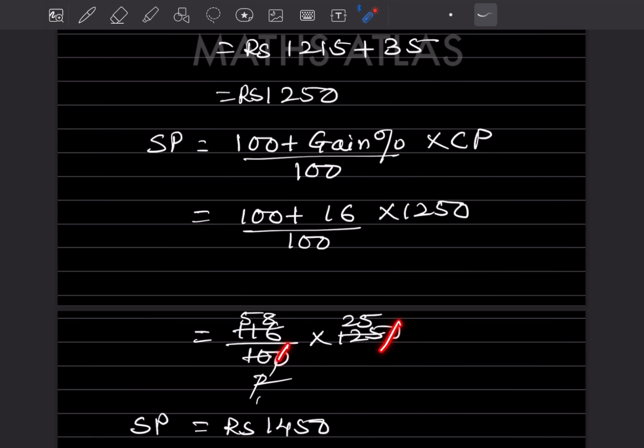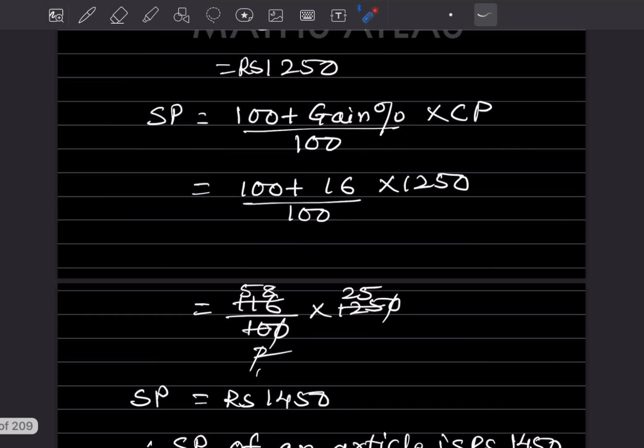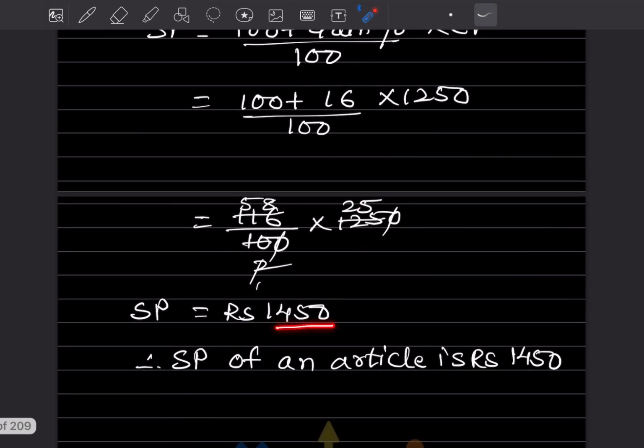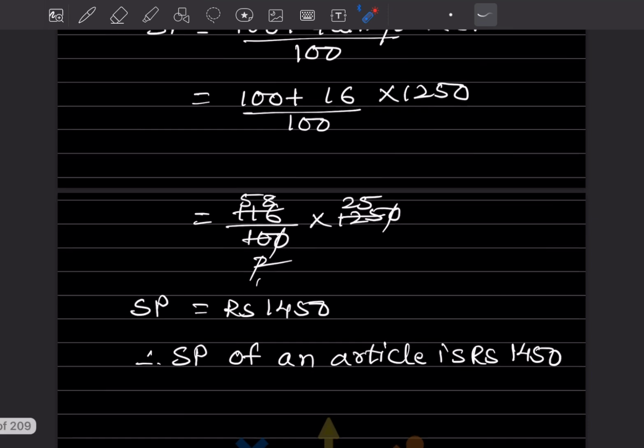So this and this get cut. 5 twos are 10, 5 twenty-fives are 125. So now what will you write here? 2 ones are 2 and 2 fifty-eights are 116. You can simplify it anyway, whatever you feel is easy. So now 58 into 25, that is going to be 1450. So that is the selling price. So we can say the selling price of the article is rupees 1450.